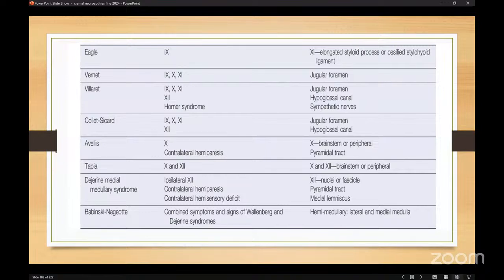Avellis syndrome is 10th cranial nerve and contralateral hemiparesis. The lesion is in the brainstem. Tapia is 10th and 12th cranial nerve, which is again peripheral. Medial medullary, everybody knows, that is ipsilateral 12th and contralateral hemiparesis. And Babinski-Nageotte is a combination of Wallenberg plus Dejerine, that is lateral medullary syndrome.